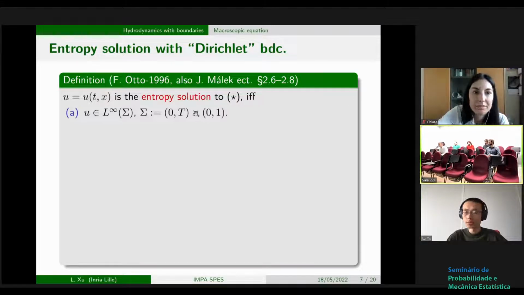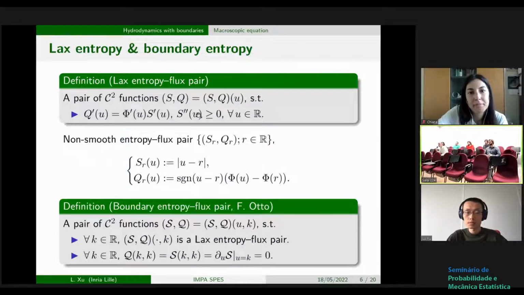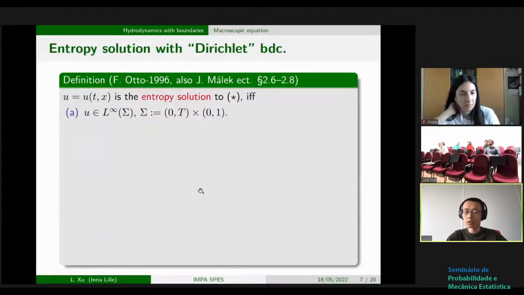Okay. Can I ask a question, Lu? Yeah, sure. Could you motivate the introduction of this pair of boundary entropy flux? Boundary entropy flux. Okay, let's just see later, because you will see the motivation just after this. Okay. So let's continue here first.